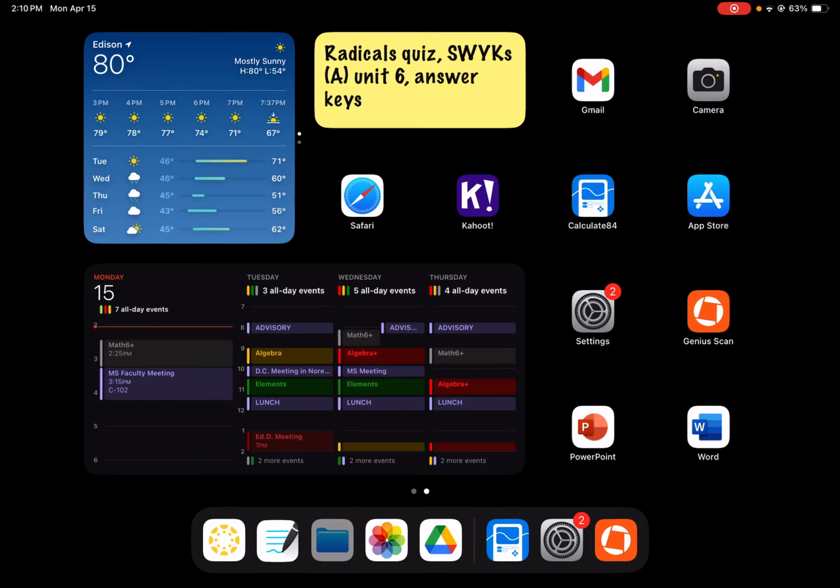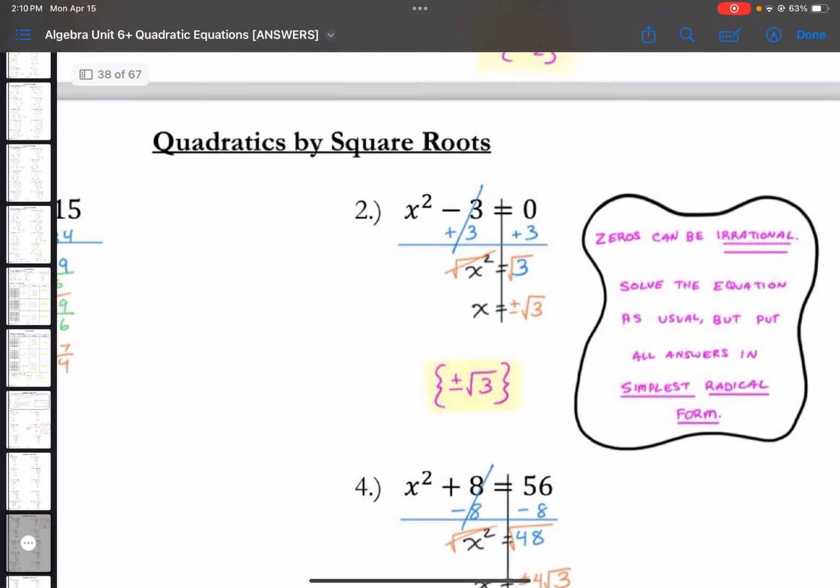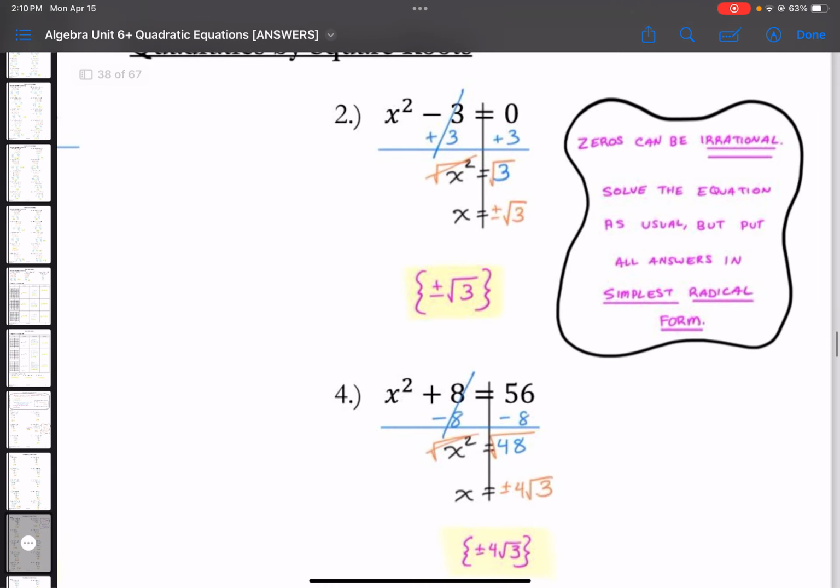Let's see if you got the correct answer for problem number 4. You should have gotten a positive negative 4 root 3. What you end up splitting 48 into is 16 and 3. 16 times 3 gives me 48. I could also take the square root of 16 and get a positive negative 4, but I can't take the square root of 3, so that square root of 3 stays there.